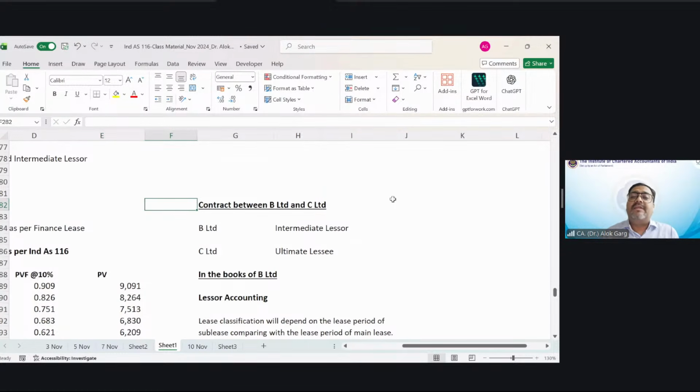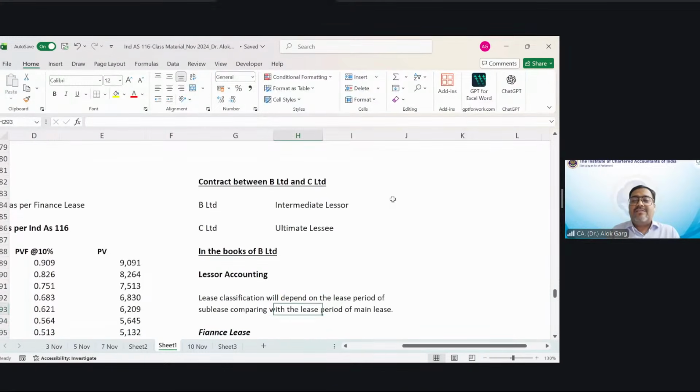Contract between B Limited and C Limited, where B Limited is an intermediate lessor and C Limited is the ultimate lessee. Friends, now B Limited becomes a lessor. B Limited has to do the lessor accounting. Tell me whether it is an operating lease or finance lease for B Limited. Friends, in the sublease contract for the lessor accounting, the lease classification will depend on the lease period of the sublease compared with the lease period of the main lease.